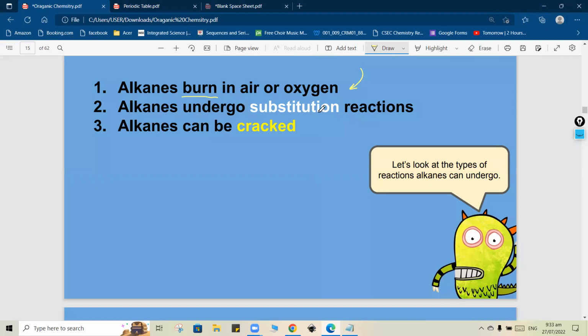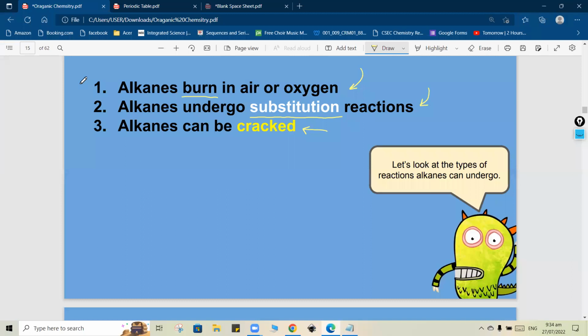Alkanes also undergo something called substitution reactions. Don't let that big word get to you. I will explain exactly what a substitution reaction is. And alkanes can also be cracked. The word cracked means exactly what it is. If you have a big object and you crack it, doesn't that mean you are trying to break it into smaller pieces? But I will explain it with an example.